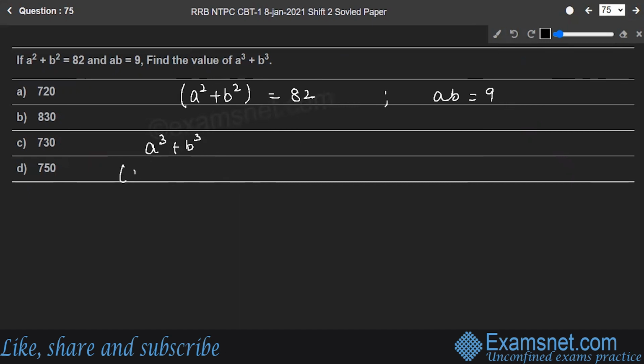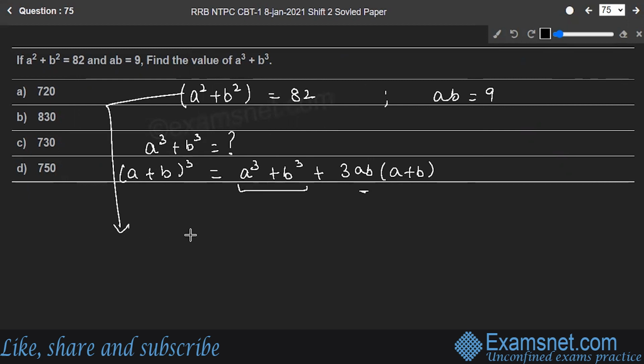For that, I'll be using this. A plus b whole cube can be written as a cube plus b cube plus 3ab into a plus b. Right. But the problem is, to find out this thing, I have the ab, but I do not have a plus b. But I can find out a plus b from here.